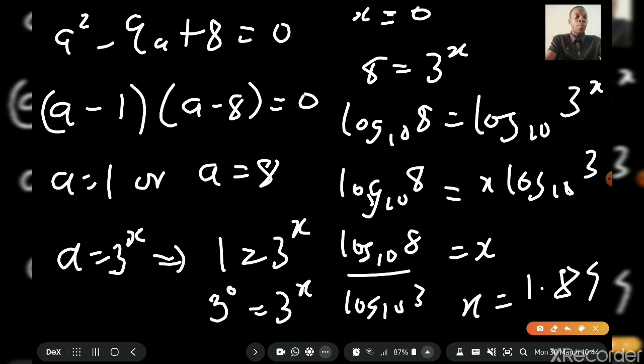Okay, so from this lesson, it's simple to be able to convert exponential equations into quadratic equations and solve. Remember, all you need to do is to find your common exponent, represent it by a variable, substitute it, and then solve your quadratic equation.